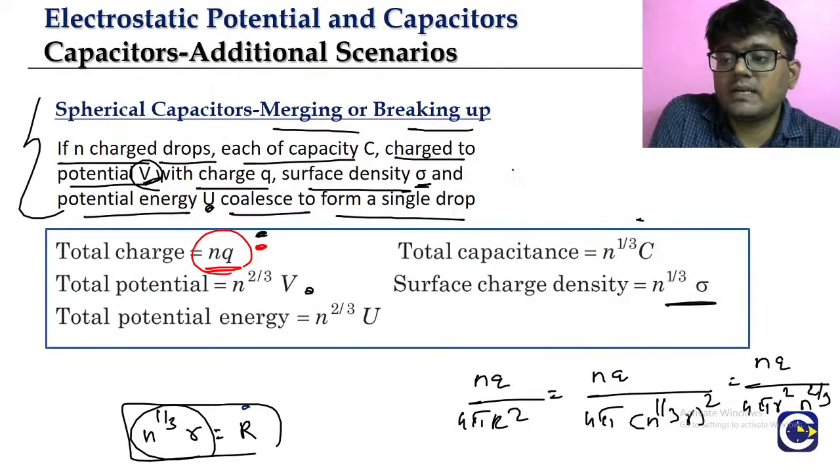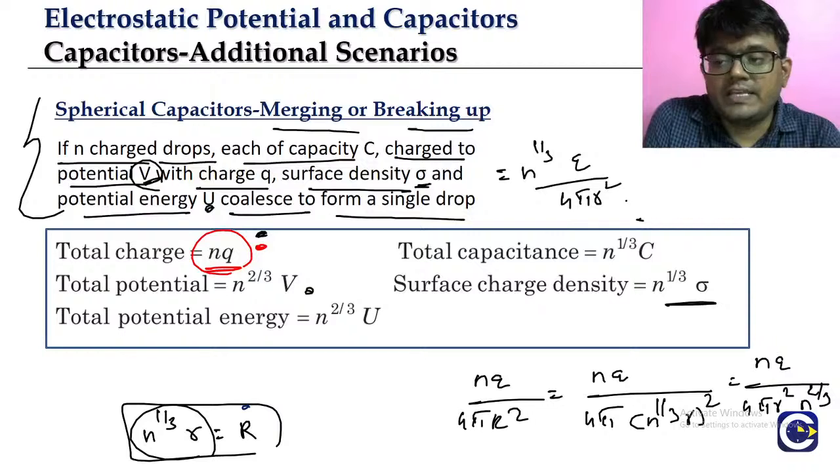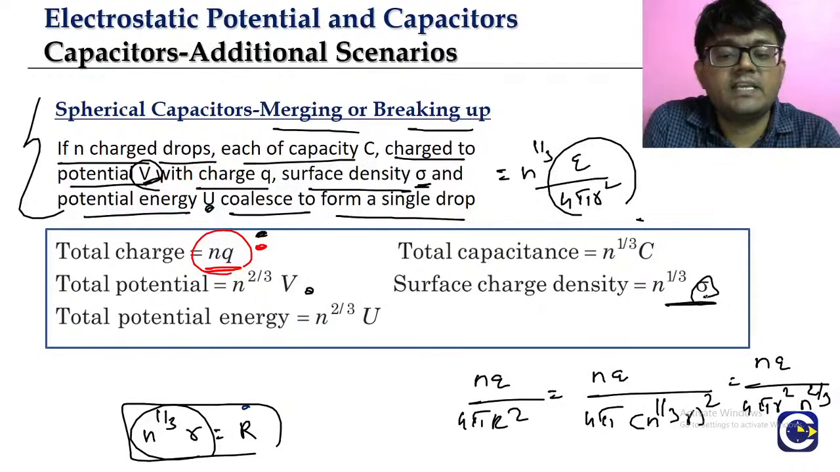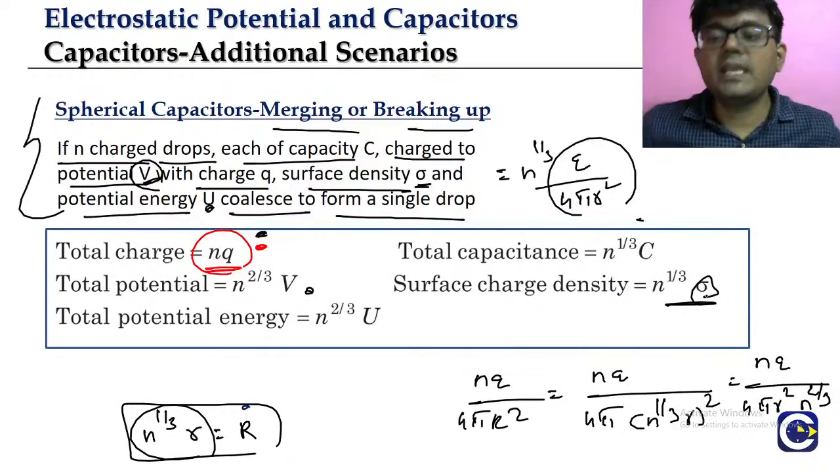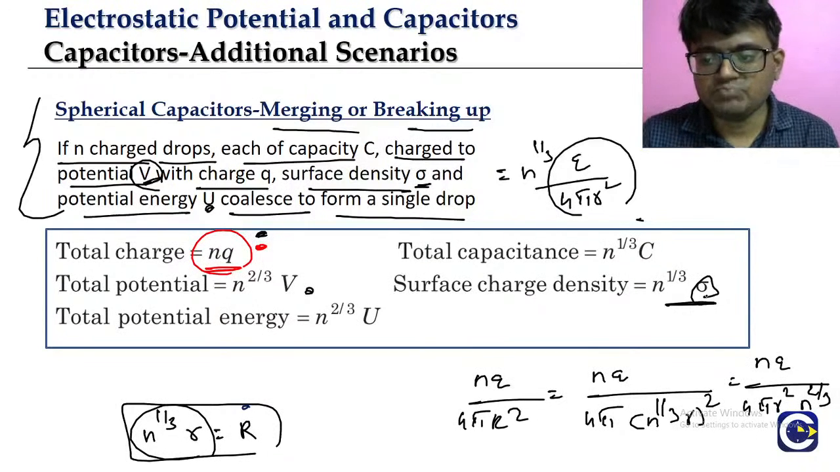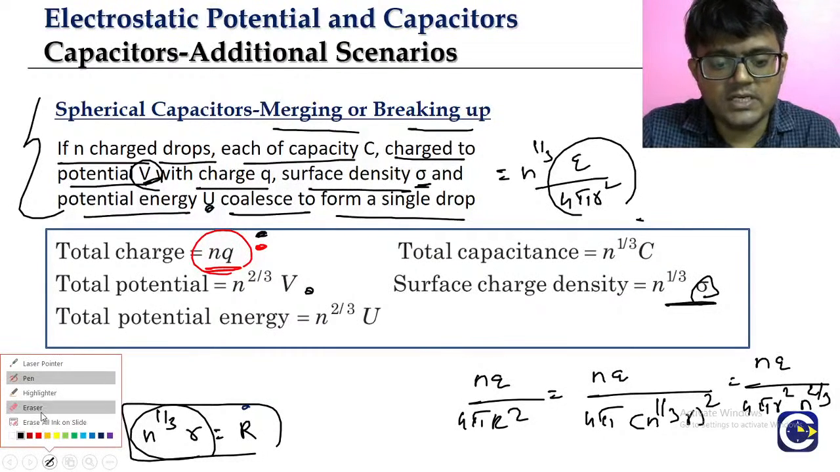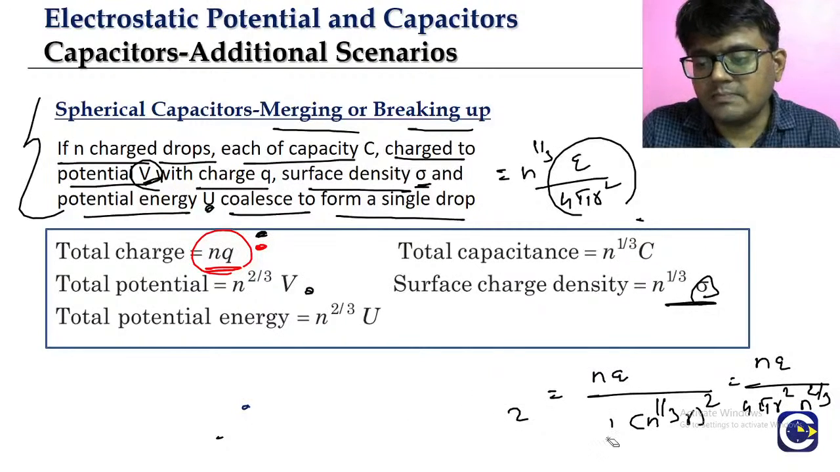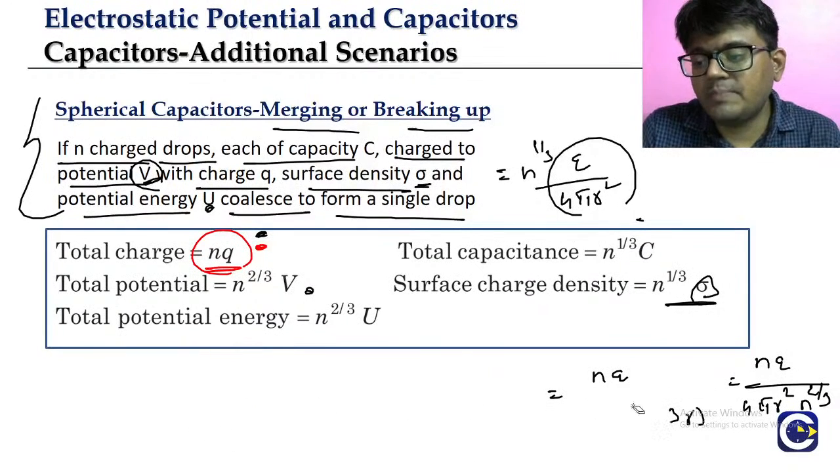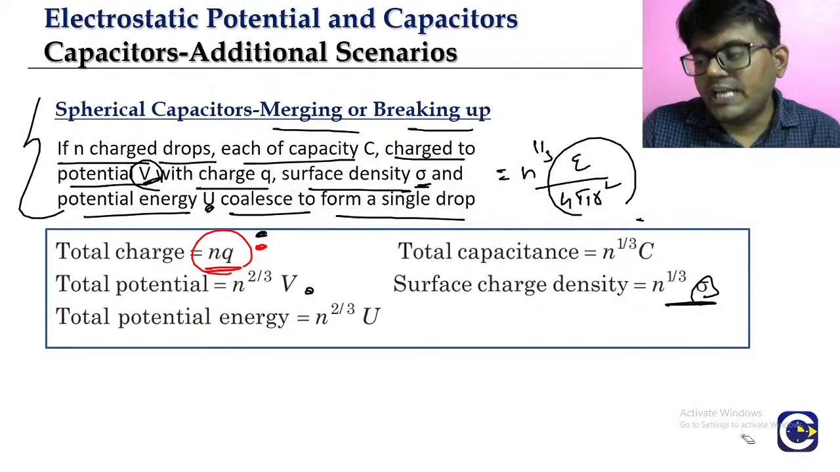So look at what the total comes to: n power 1 by 3 q divided by 4 pi small r square. This is our original surface charge density sigma. So what is it coming as? n power 1 by 3 into sigma. So what is the surface charge density of the bigger sphere? It is n power 1 by 3 into sigma.